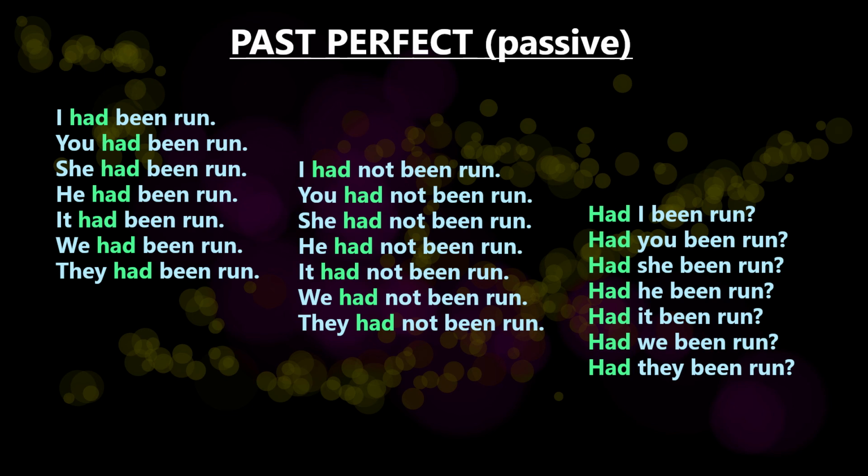Past perfect, passive. I had been run. You had been run. She had been run. He had been run. It had been run. We had been run. They had been run.